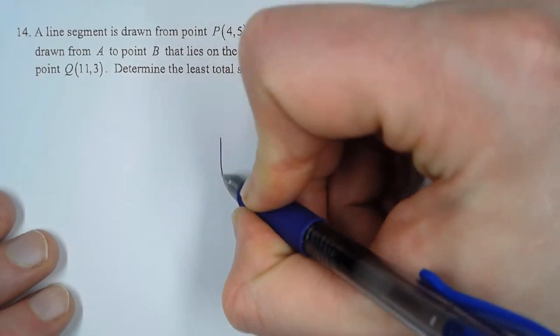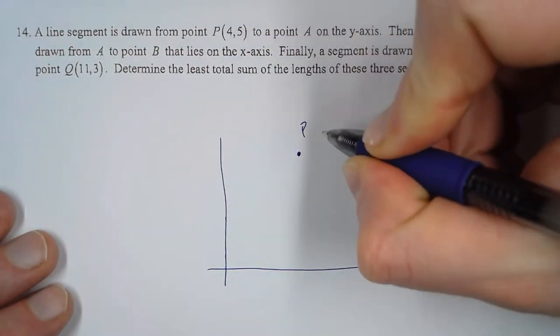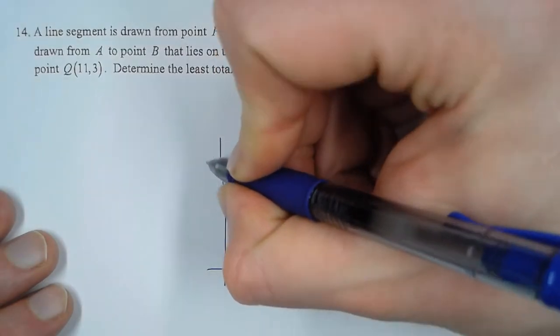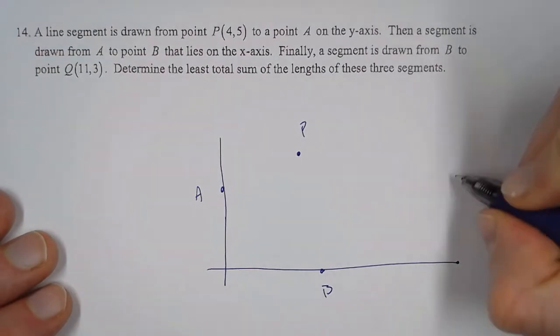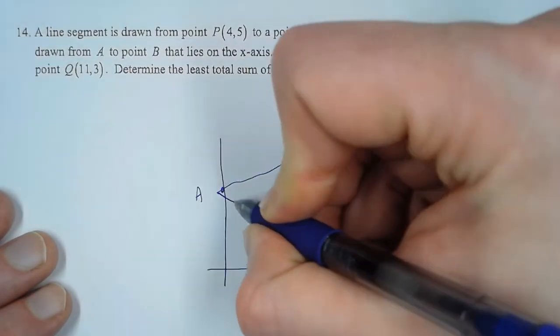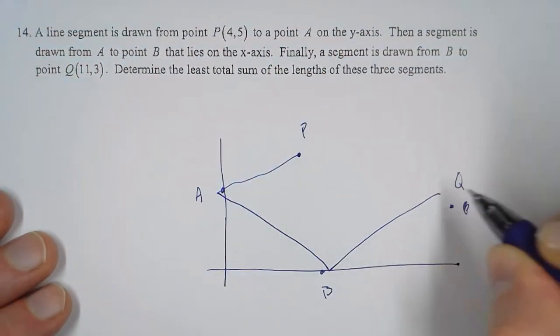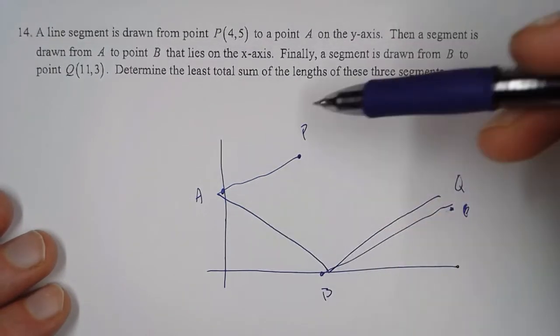All right, so here's the picture. We've got point P right here. Then we've got point A here, point B here, and then we've got point Q. And so we've got this length, and that right there. So we want to know, what is the smallest way you can do that?